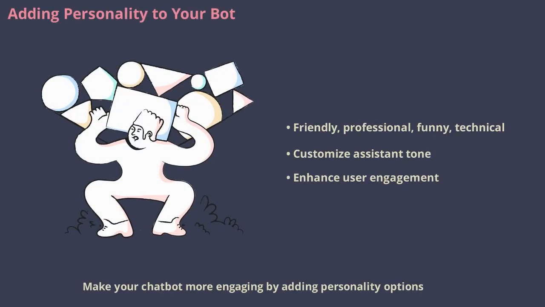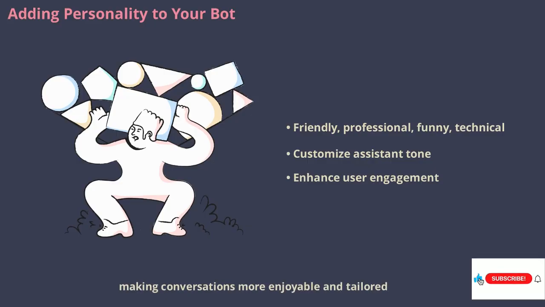Make your chatbot more engaging by adding personality options. Define different system messages for friendly, professional, funny, or technical assistance. This allows your chatbot to adapt its tone and style to different users or scenarios, making conversations more enjoyable and tailored.